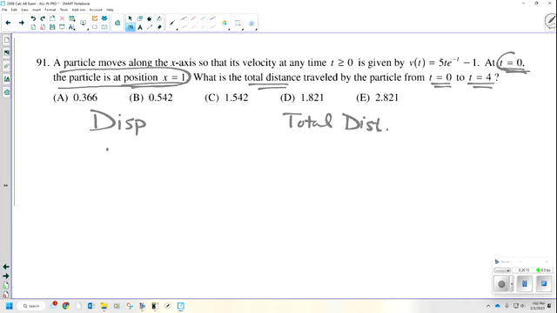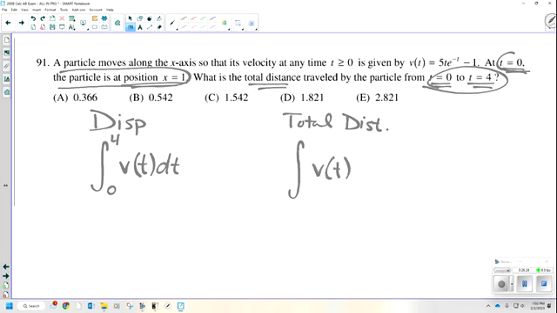I'm going to integrate velocity for both of these. Our interval is from 0 to 4, let's not forget. So from 0 to 4, we're going to integrate velocity from 0 to 4. The only difference between the two, because right now they look the same, is that displacement figures in moving positive to the right and moving negative to the left. So it takes those positives and negatives and combines them. So for displacement here, I want positives and I want negatives, and I'm going to combine them.